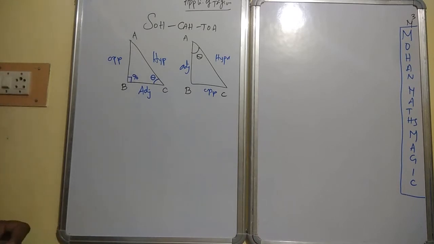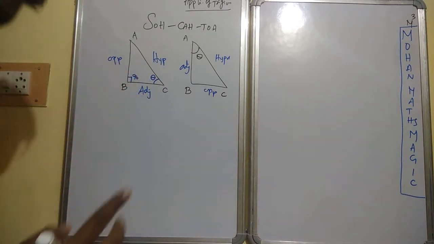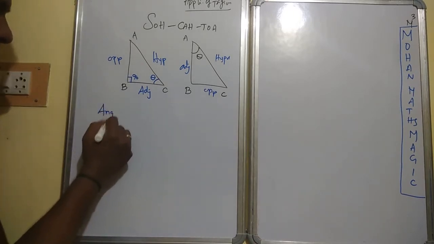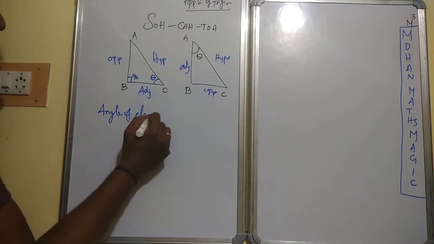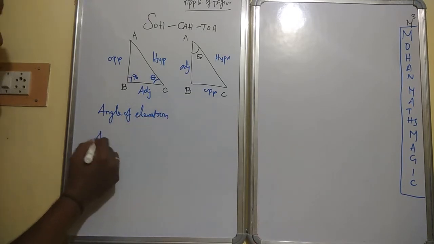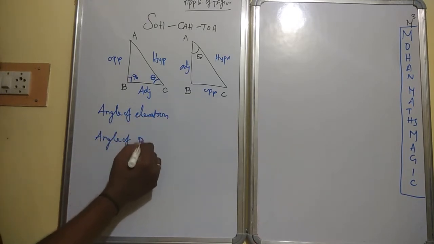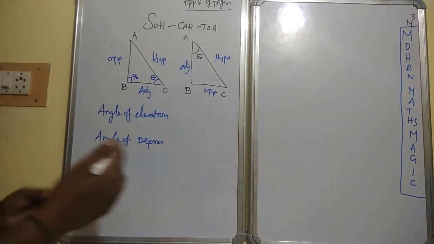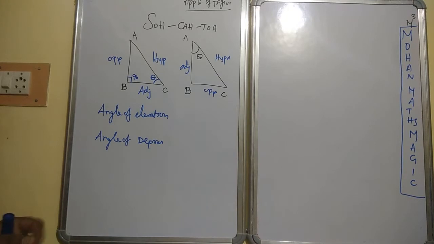Heights and distance are the two things which are very important in the board exam. My point of view is fully CBSE point of view. One word is angle of elevation, and another word is angle of depression. What is meant by these two words, and how can we imagine them? First, angle of elevation, and then angle of depression.